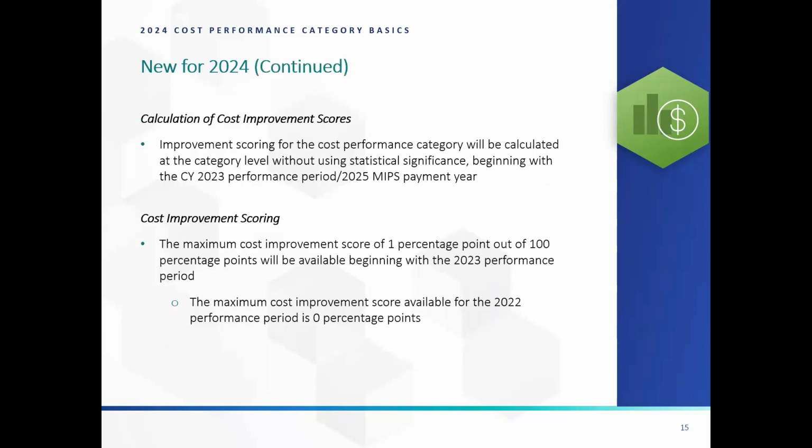For cost scoring, improvement scoring for the cost performance category will be calculated at the category level without using statistical significance, beginning with the calendar year 2023 performance period. And the maximum cost improvement score of 1 percentage point out of 100 percentage points will be available beginning with the 2023 performance period. The maximum cost improvement score available for the 2022 performance period is 0 percentage points.